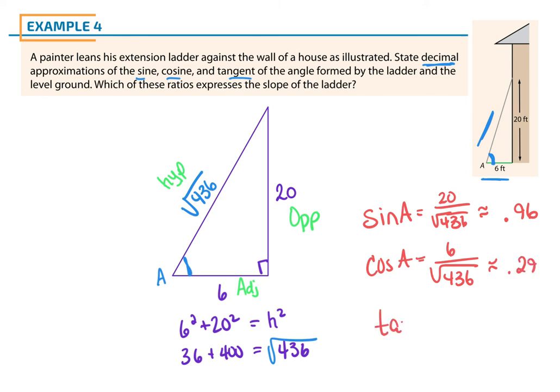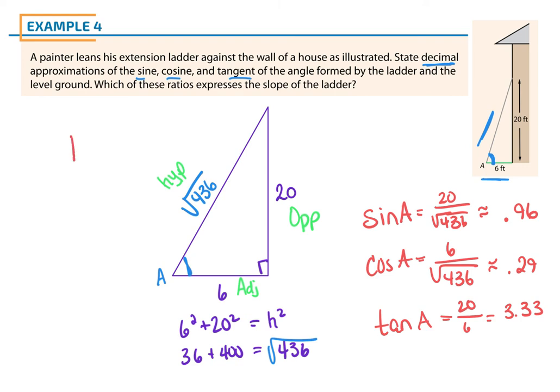And then tangent is actually going to be opposite over adjacent. You can actually reduce this one, right? But it's a repeating decimal here. Tangent's the only one that should ever give you something bigger than 1. All right, so in your calculators, if you get an answer bigger than 1 for sine or cosine, you've done something wrong. It actually should error out on you.